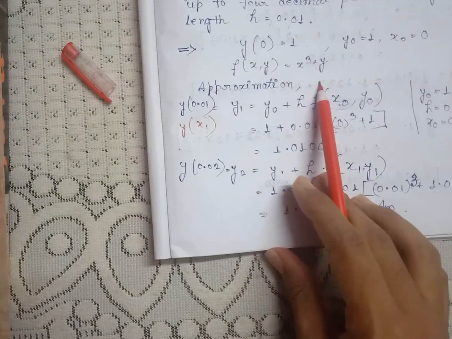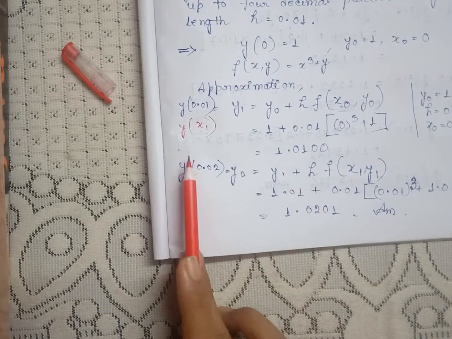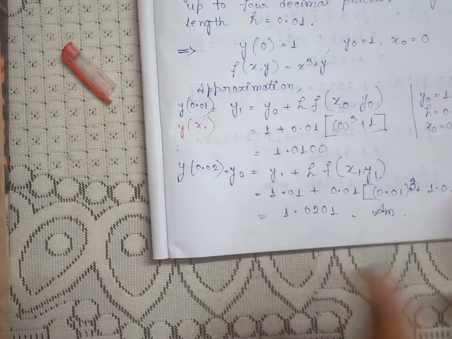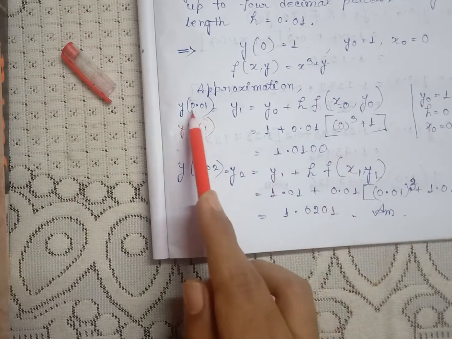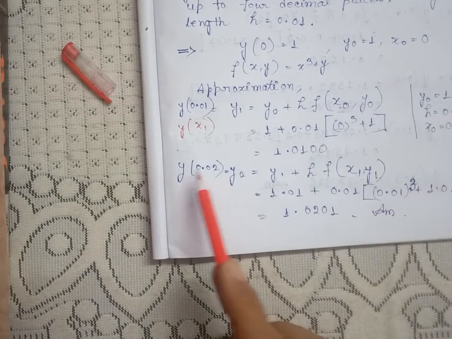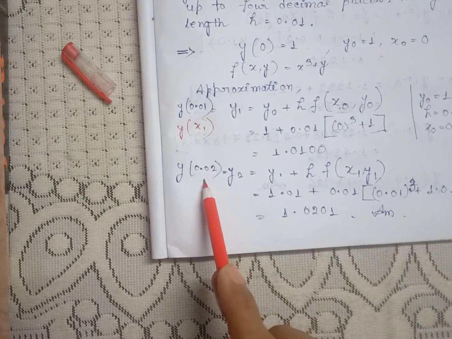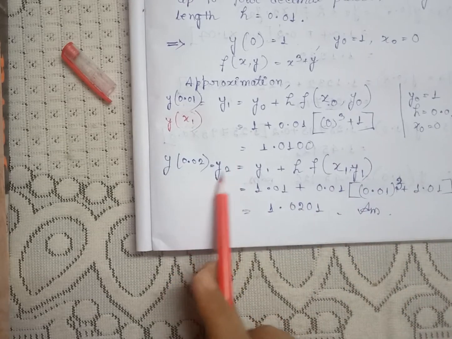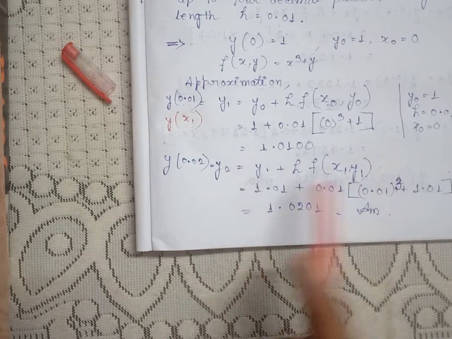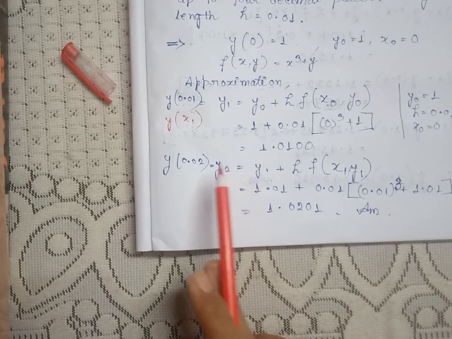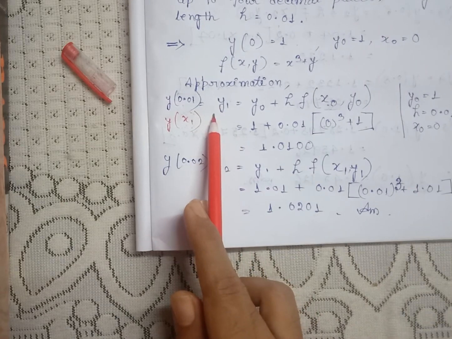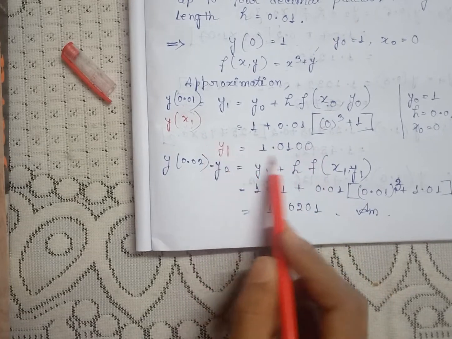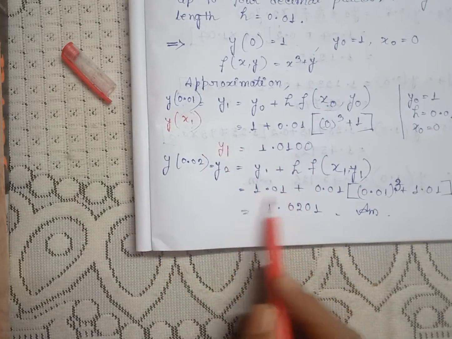Now we'll calculate the next iteration value. How do we do that? The previous x was 0.01, right? So we'll just add the step value to it, that is 0.01 plus 0.01, which is 0.02. This one is y2, so for that we will need y1, which we just calculated in the previous step. So y1 here is this value, right? So we'll put that here.